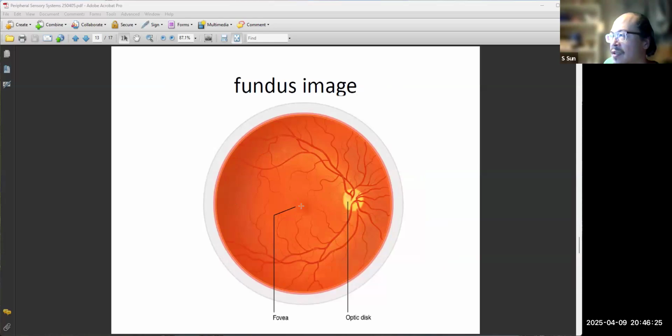This one is called the fovea. That is where your vision is focused, in this area. So you see it very condensed, a little bit darker here. Photoreceptors are much more condensed here in the macula and the fovea area. So that is the fundus image.